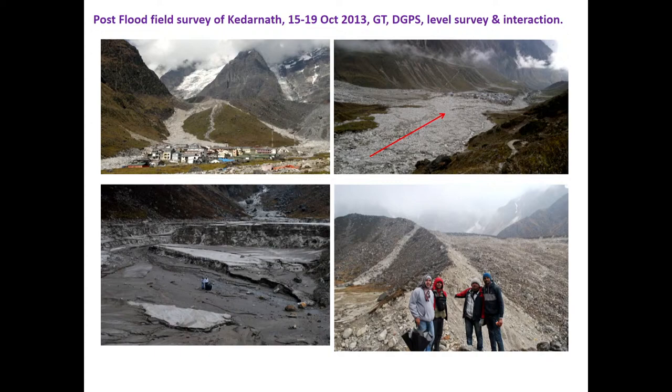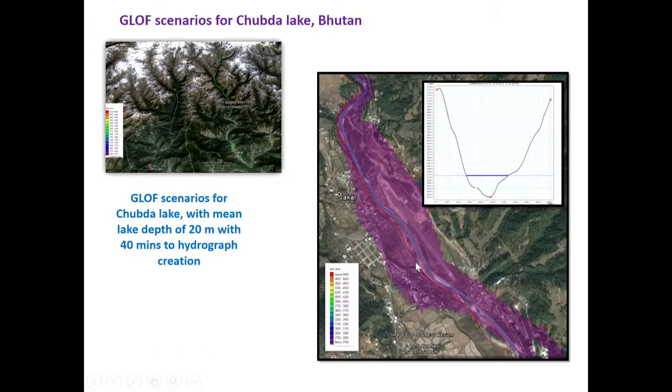So to improve our simulation, we have done this kind of survey, and similarly we have done the GLOF simulation for the Chubda lake, which is in Bhutan. If this lake breaches with a depth of 20 meters of water, this much area may get inundated, or the people or the agriculture area along this may get submerged.